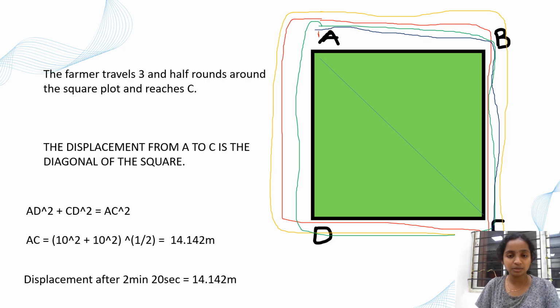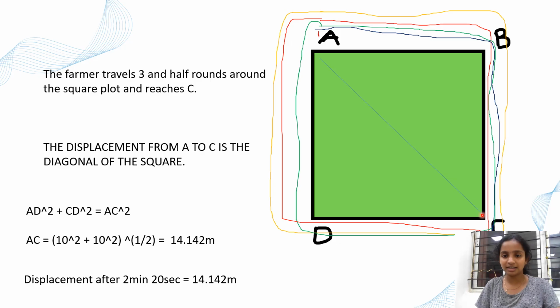So what is the question? Our question is to find the displacement. And what is displacement? It is the shortest distance between the initial and final positions. So the farmer was here first and finally he reached here. So what is the shortest distance? Yes, that is AC. So in order to find the magnitude of displacement, we have to find the diagonal AC.